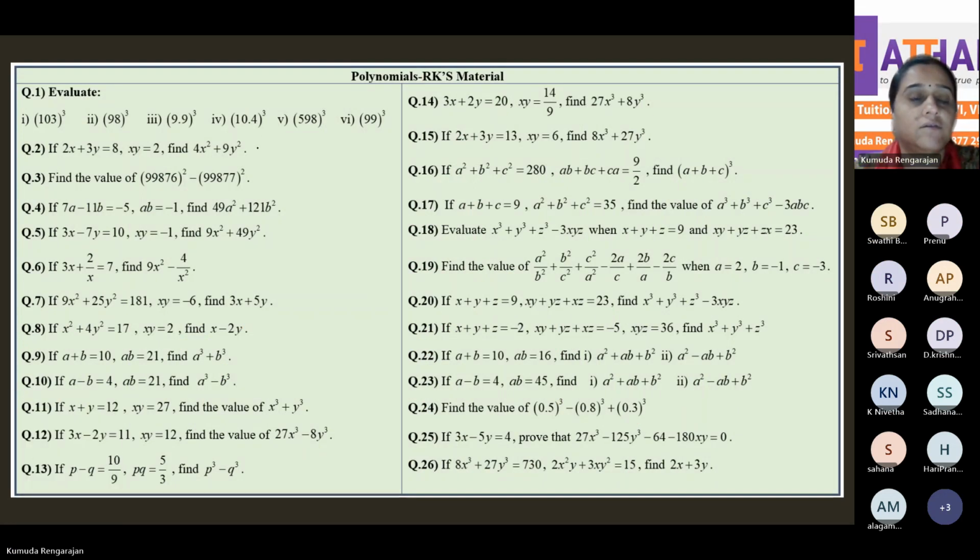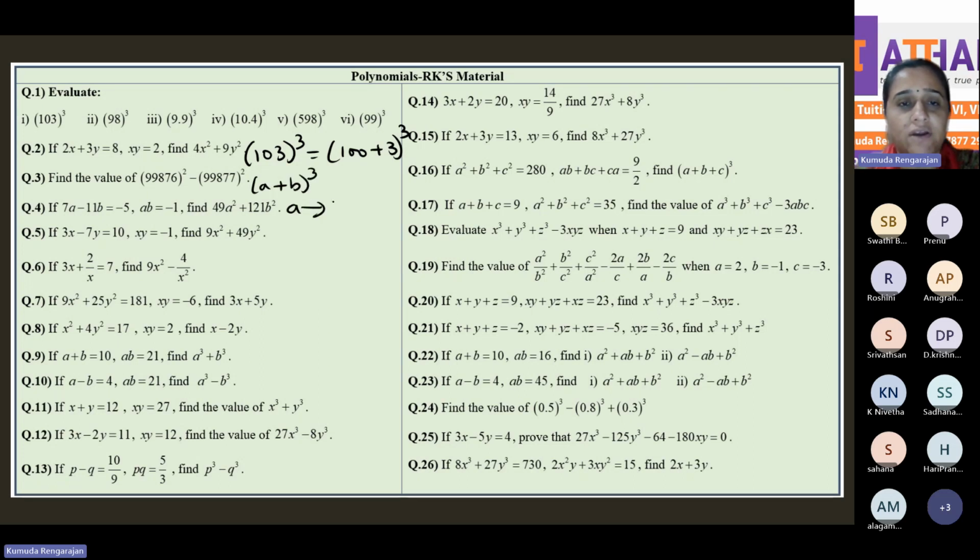So I was telling you that 103 the whole cubed should be written as 100 plus 3 the whole cubed, which is of the form a plus b the whole cubed, where a is 100 and b is 3. So a plus b the whole cubed is equal to a cubed plus b cubed plus 3ab into a plus b. You need to use this identity to find the value of 103 the whole cube. Wherever we have a, use 100 and b, use 3.